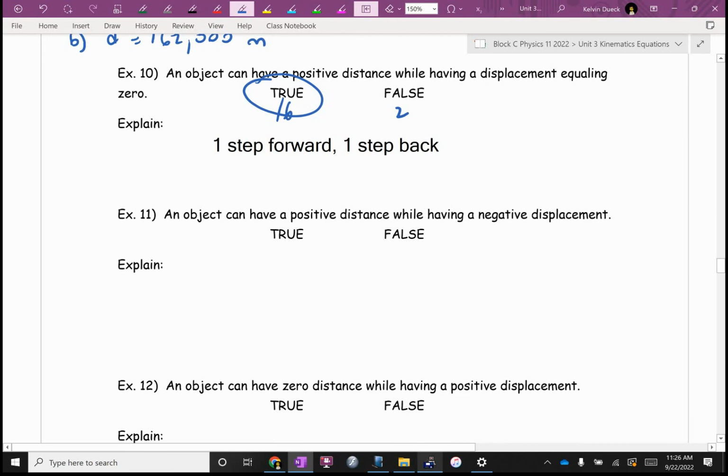True or false? An object can have a positive distance while having a negative displacement. Once again, we're going to vote. Once again, how high you hold your hand up is how sure you are of the answer. Okay? An object can have a positive distance while having a negative displacement. Who says, Mr. Duick, I think this is true? 17.